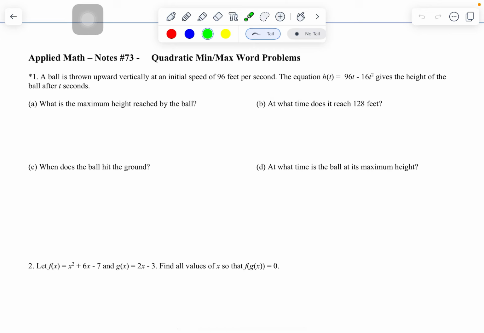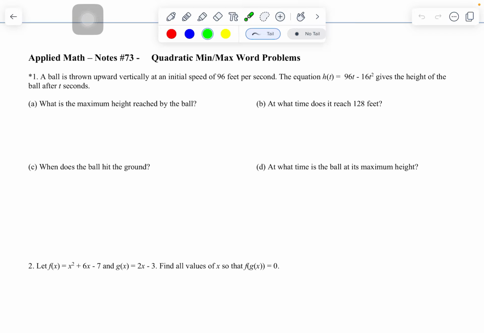All right, folks, this is going to be the first video for Note 73. We're going to do the very first question here, which is a little bit of a quadratic word problem. Notice I have it marked with an asterisk because I 100% know this is going to be a calculator question. All right, so here's the deal.